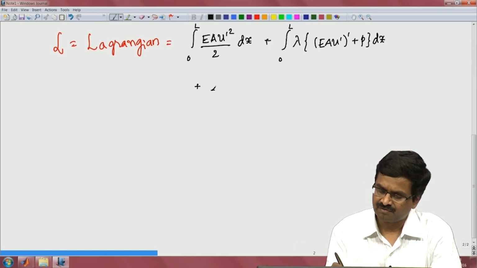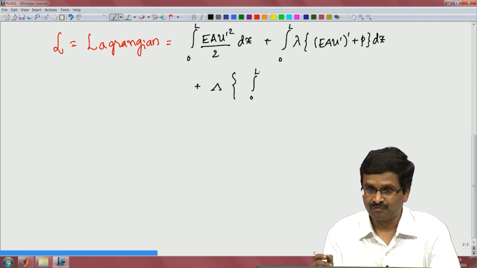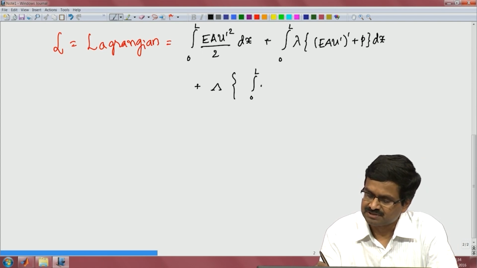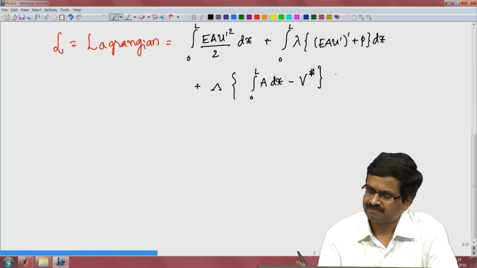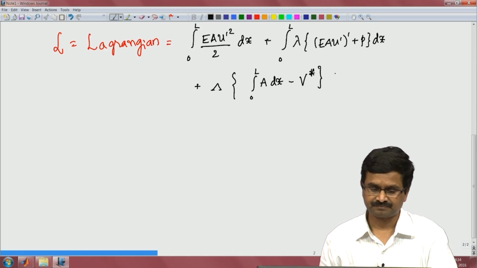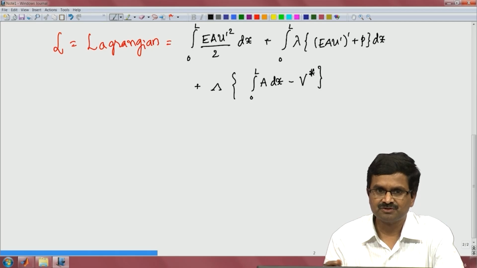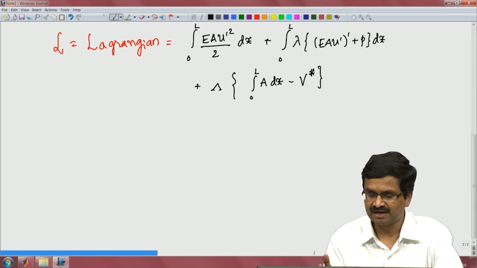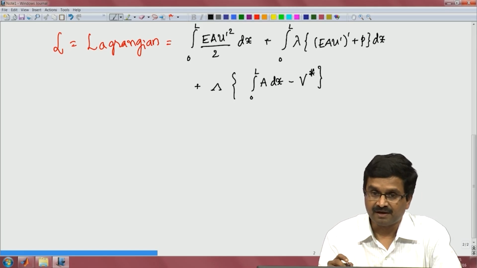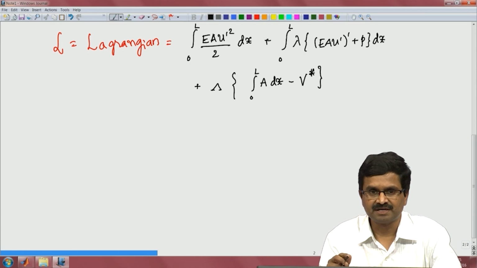and we have lambda times the constraint, which is the functional type constraint, which is A dx minus V star. That is our Lagrangian. Once we have the Lagrangian, we have to see what our integrand of the Lagrangian is, so that we can write our Lagrange equation by taking variation with respect to the variables that we have. The variables that we have in the Lagrangian are A of x and U of x. A of x is our design variable, U of x is our state variable.